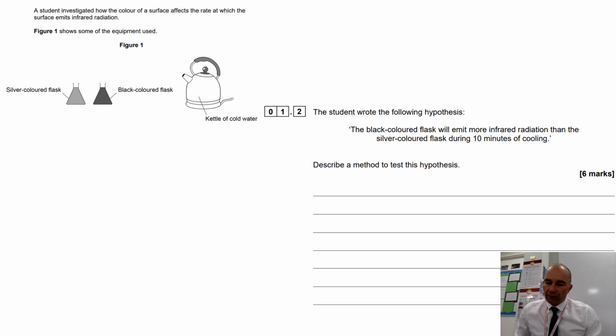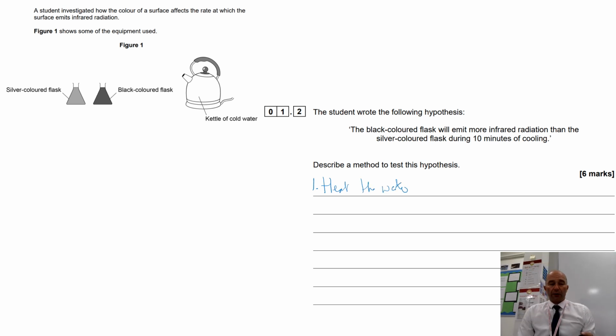So the first thing to do would be to read the hypothesis that the student has written, that the black coloured flask will emit more infrared radiation than the silver coloured flask during 10 minutes of cooling. We've got to describe the method to test that hypothesis. Well, clearly the first thing we need to do, if we're talking about cooling, is heat the water. So we need to boil the kettle. So heat the water.